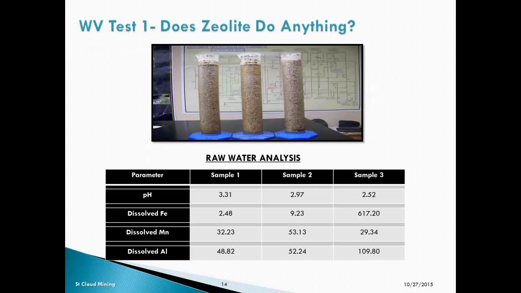And the first thing we wanted to figure out from the West Virginia testing was, do zeolites do anything? So basically, when I say we, Tiff collected a series of raw water analyses. There's 3 samples listed, and you can see the pH on all of them is very low. The dissolved iron goes from low to fairly high. The dissolved manganese was clearly out of specification, as is the dissolved aluminum.